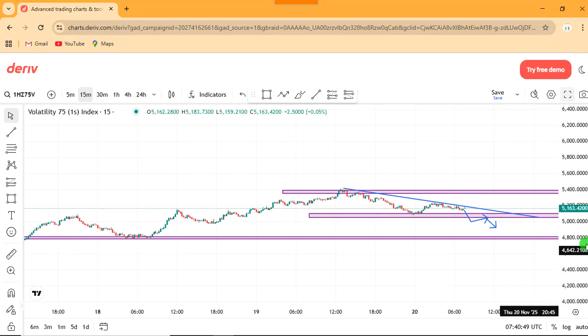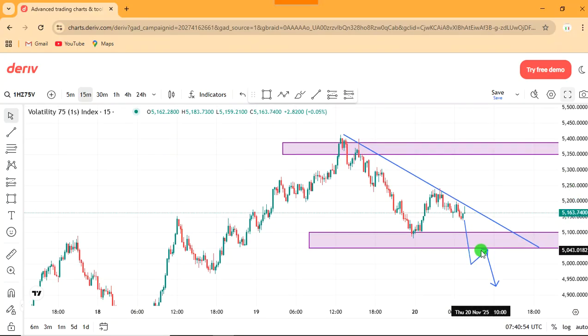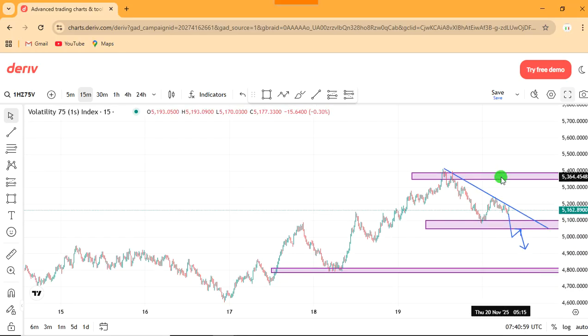Sorry, I'm having some network issues. So I'm expecting the market to actually break below this, retest the zone, then I sell it down to this zone right here. Or then I wait for it to break above this, retest this, and I go long on it.